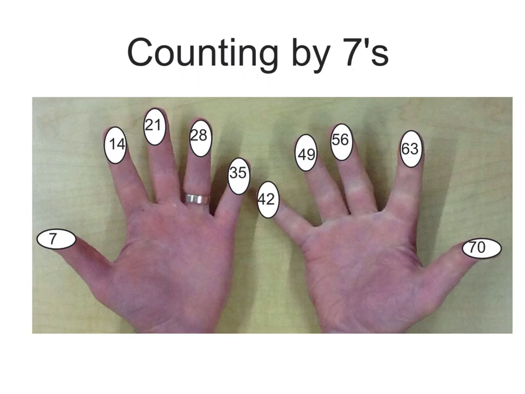Counting by sevens, here we go. 7, 14, 21, 28, 35, 42, 49, 56, 63, 70.